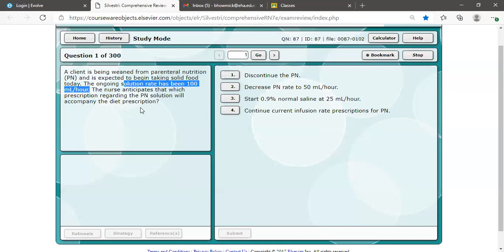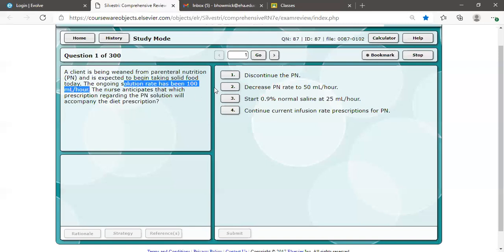So a patient is already taking parenteral nutrition, often called total parenteral nutrition. Now the patient wants to move from parenteral to solid food. But my question here is, during this parenteral nutrition, what solution accompanies the prescription?